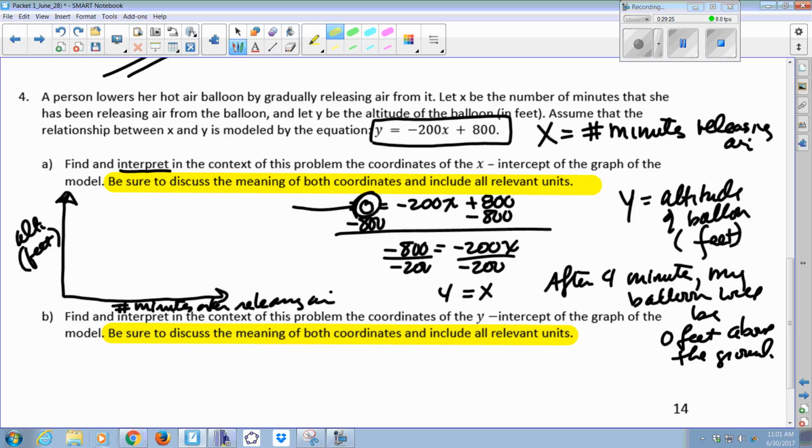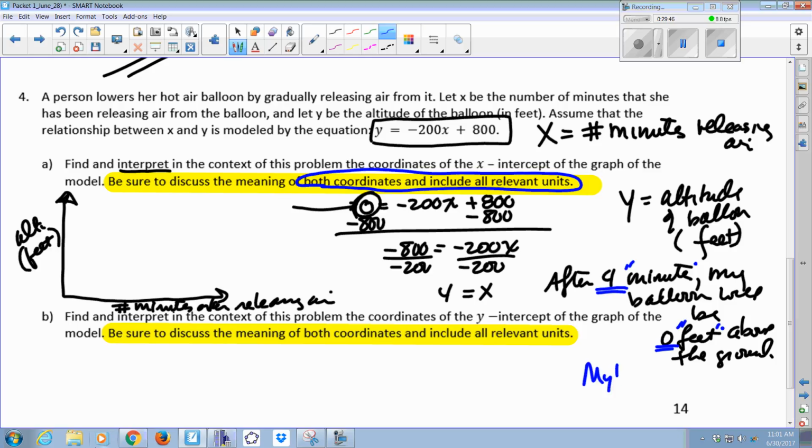So now you see you have your 4 and your 0. You have your minutes and your feet. So you've followed these directions to include both coordinates and relevant units. But the sentence is kind of awkward. So you could say something like this.